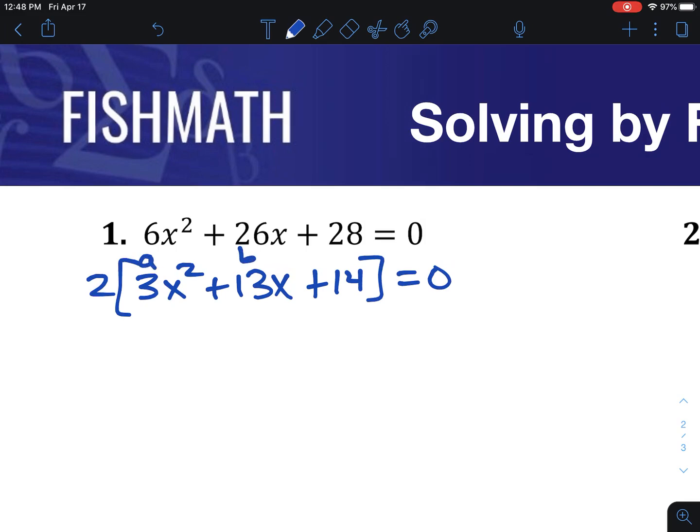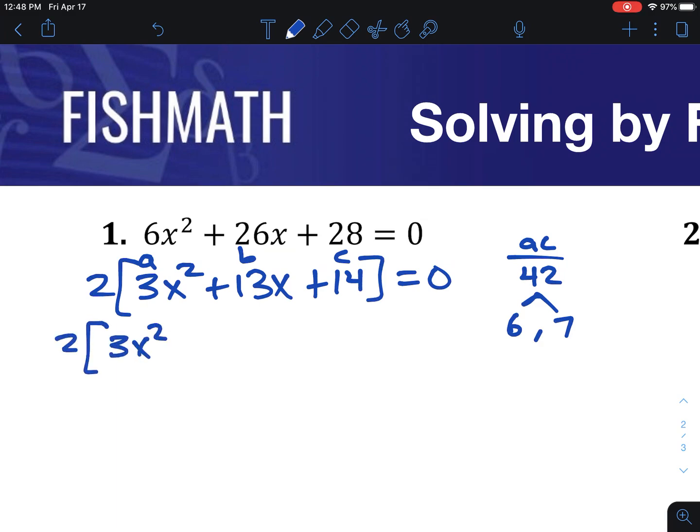Now from here we've got our a, our b, and our c, and we're going to use this method to factor. We're going to do the a times c, so 3 times 14, which is 42. And we're going to see what adds to b but multiplies to 42. So that's going to be 6 and 7. Okay, 6 times 7 is 42, and 6 plus 7 is 13. That's how we're going to split this up.